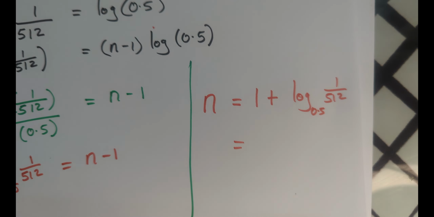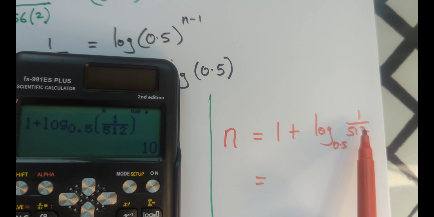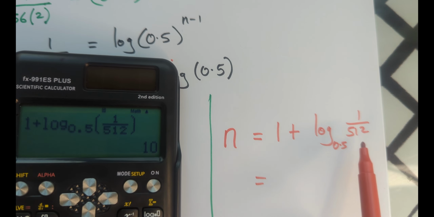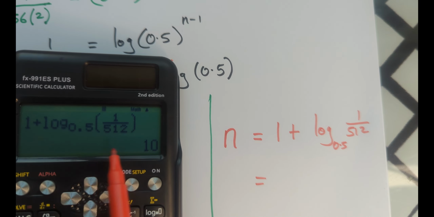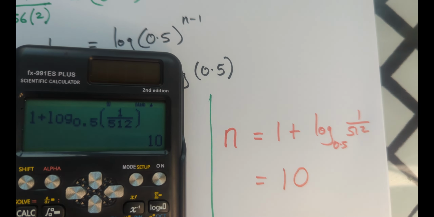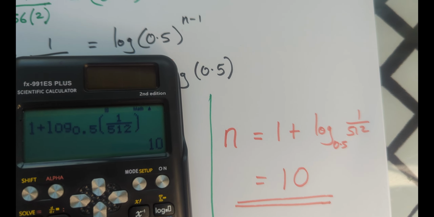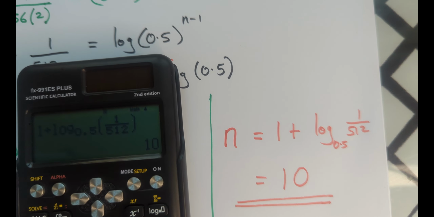And punching this, 1 plus the logarithm of 1 over 512 with a base of 0.5, in our calculator gives us a value of n equal to 10. So it is the 10th circle with a diameter of 3 over 128. That's it for question 3.3.